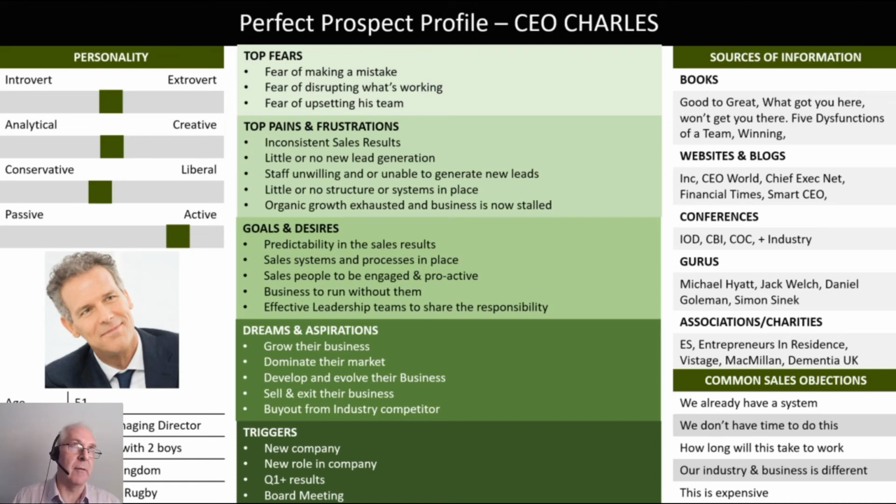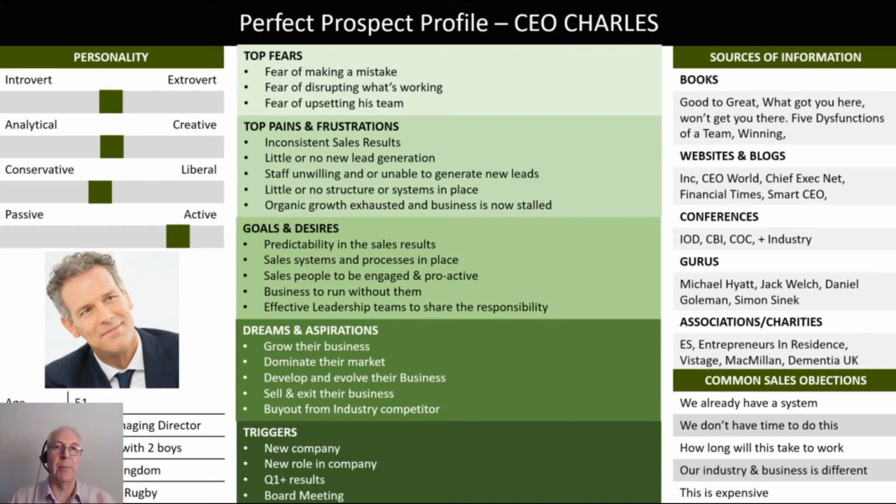The latest data that I read last week, I believe there's a minimum of 6 and a maximum of 16 people involved in the purchasing process for an enterprise sale. So you should have a minimum of 3 perfect prospect profiles, and I know that's hard work, but it's absolutely well worth the while.